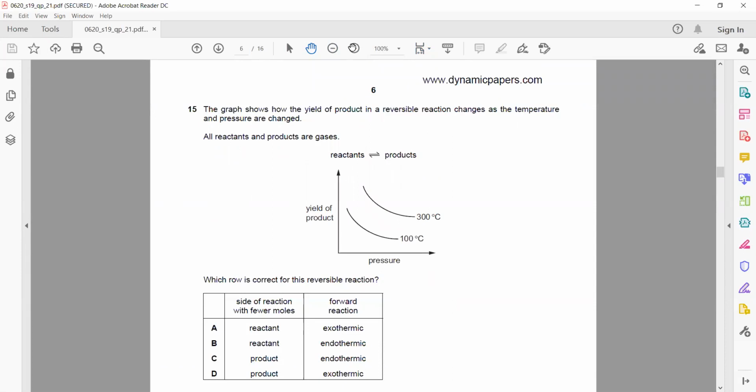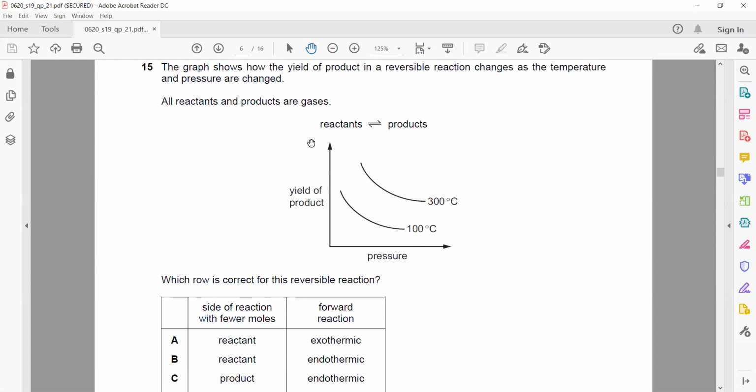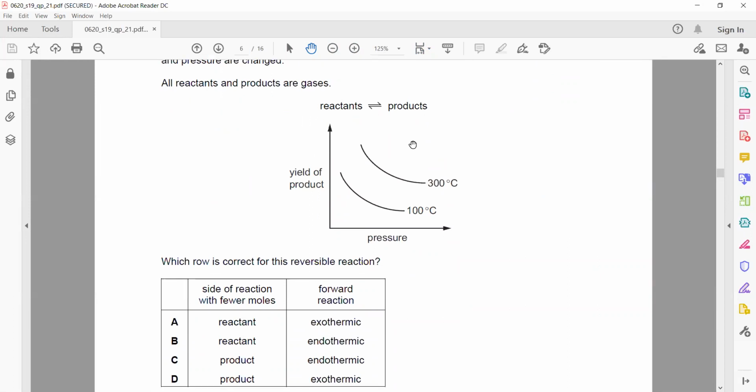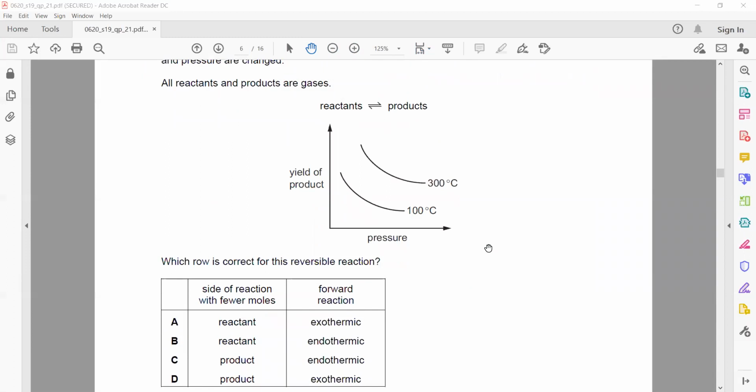Question 15. The graph shows how the yield of a product in a reversible reaction changes as the temperature and the pressure are changed. All reactants and products are gaseous. Which row is correct for this reversible reaction? Sir, I didn't understand this question. Can you explain?